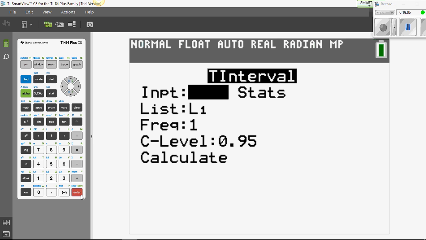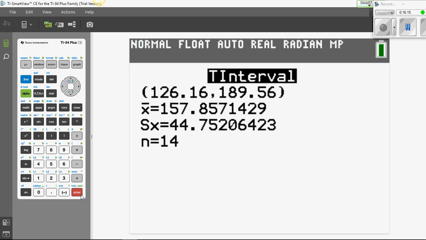You see that? What do I need to change this confidence level to? 98. So I'm going to come down here to 0.98, go down to calculate, and boom. Got a lot of stuff. Guess what this is? This is the interval. You should probably write that down somewhere, but leave some space for your work, because you're going to show your work.